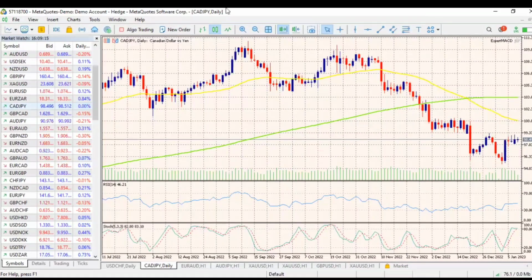This is the CAD/JPY, meaning the Canadian pair which we are comparing against the Japanese pair. Here we see the market is falling, meaning the trend, the direction, is down. This way the base currency is going to lose its volatility against the term currency, meaning the Canadian pair is going to lose its strength against the Japanese pair. So this is all about the trend.